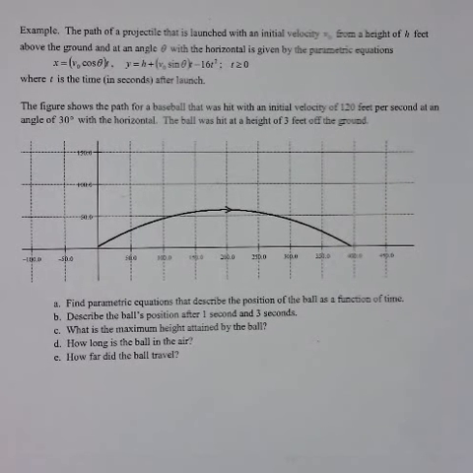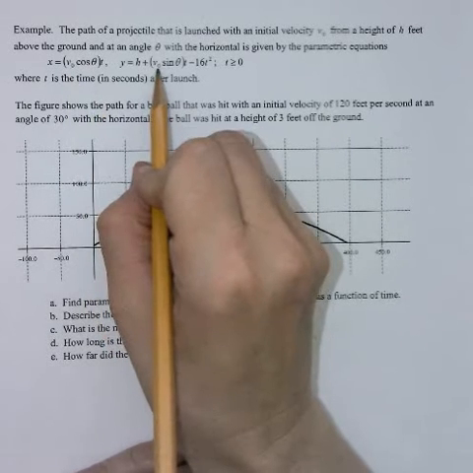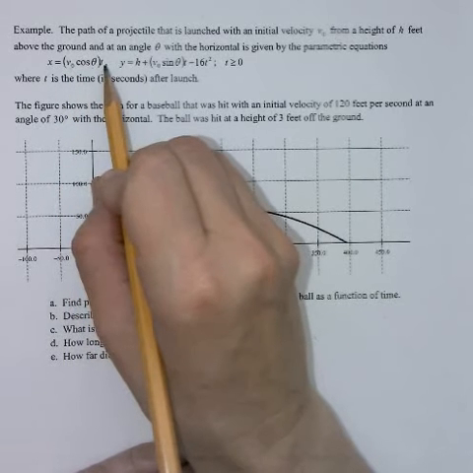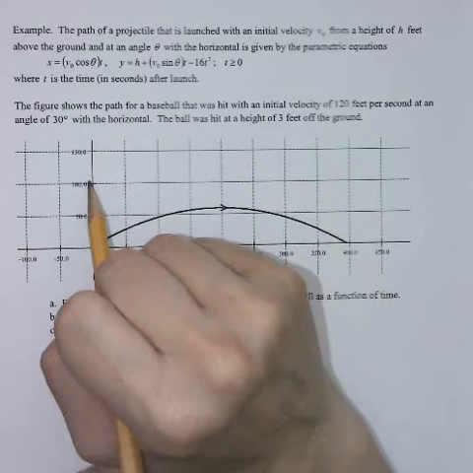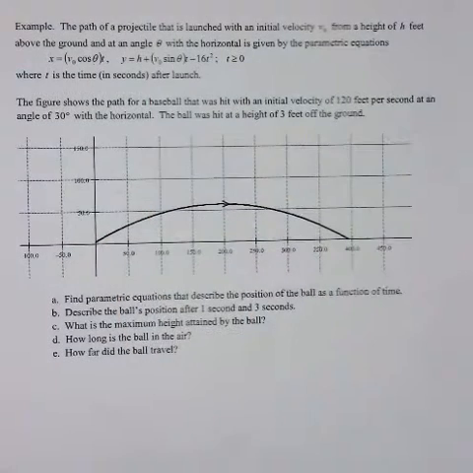Okay, so now our application. It says the path of a projectile that is launched with an initial velocity v naught from a height of h feet above the ground and at an angle theta with the horizontal is given by the parametric equations. These are generic based on different initial velocities and different angles. So x is v naught cosine theta t, and y is h plus v naught sine theta t minus 16t squared. T is time in seconds after the launch, so it should be bigger than or equal to 0.